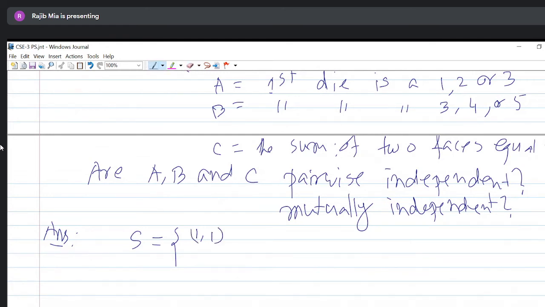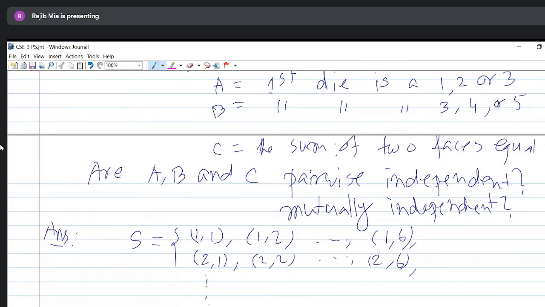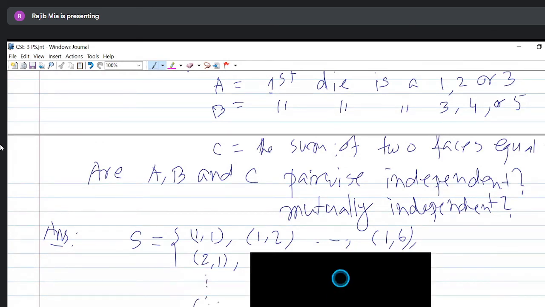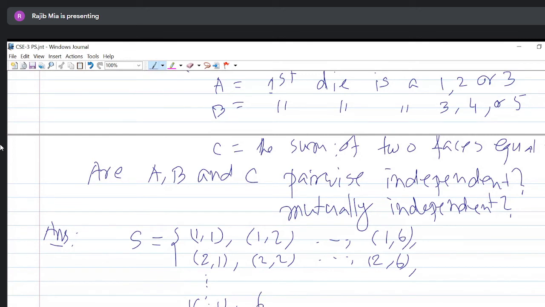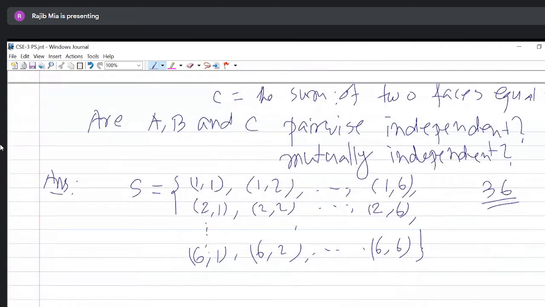Rolling two dice means there are 36 outcomes: 1 comma 1, 1 comma 2, up to 1 comma 6, then 2 comma 1, 2 comma 2, up to 2 comma 6, and so on, 6 comma 1, 6 comma 2, up to 6 comma 6. There are a total of 36 outcomes in the sample space.